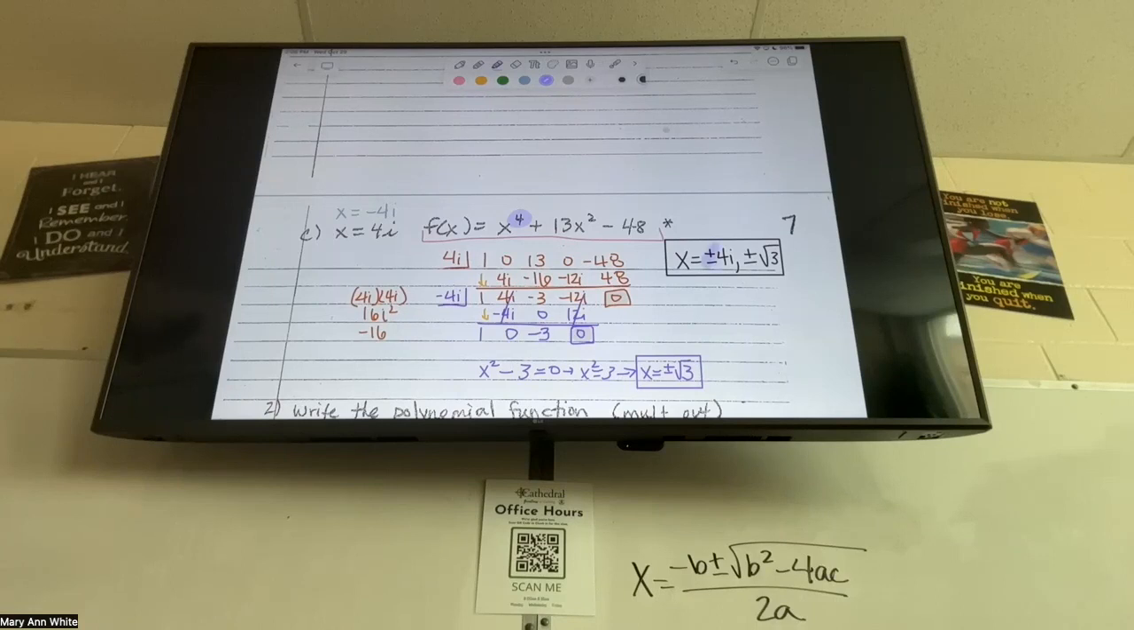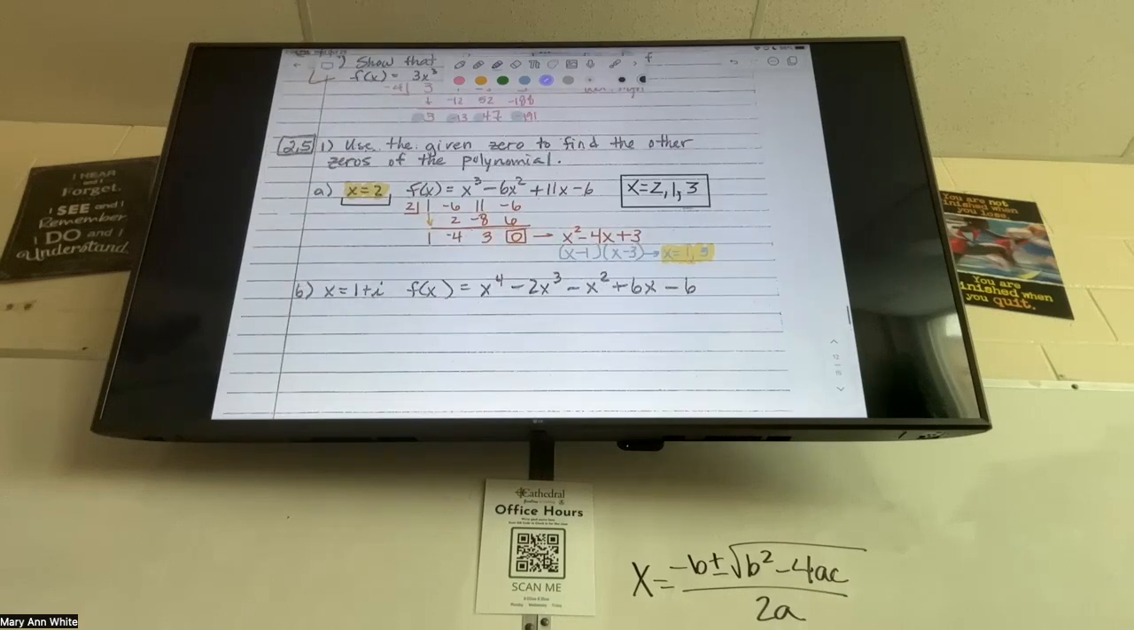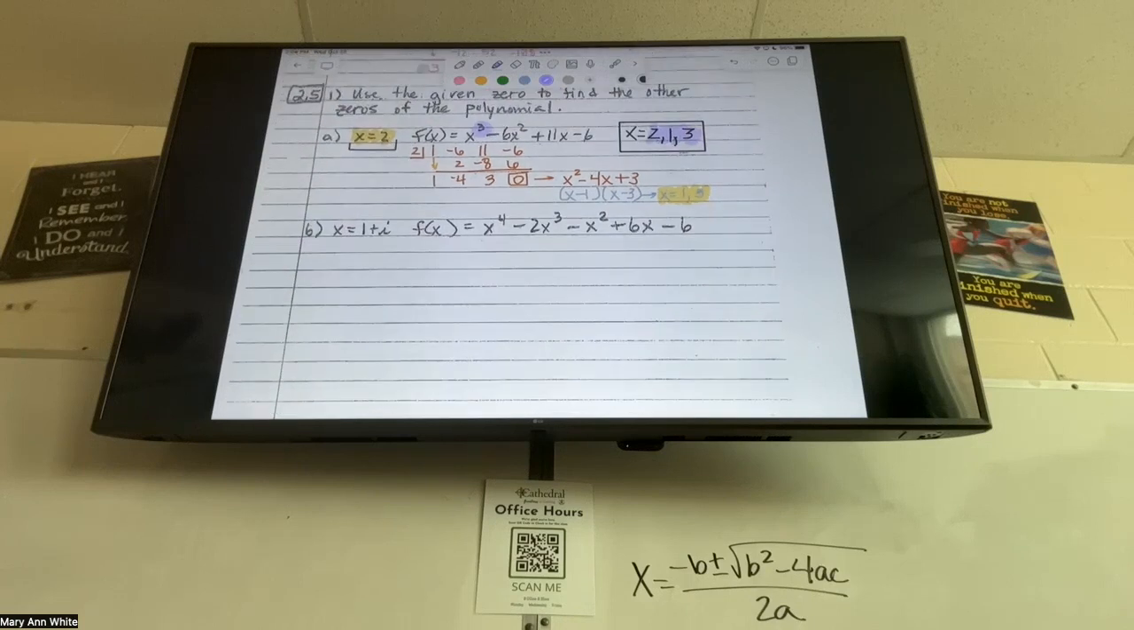So I have 4i, -4i, positive √3, negative √3, and I have an exponent of 4. That's the same as the one up here. It was x to the 3rd, and my 3 answers are 2 and 1 and 3. That happens every time. Anyways, perfect. All right. It's -1 minus i, 1 minus i. Okay, so we're gonna get into B.